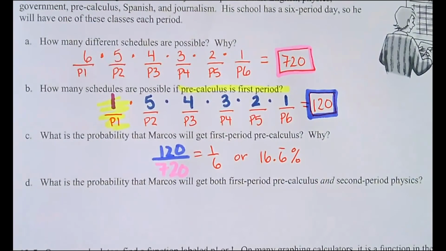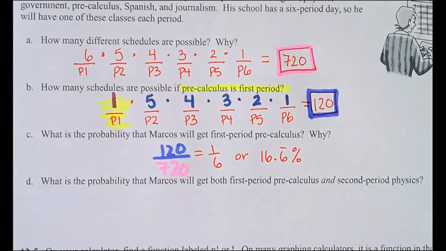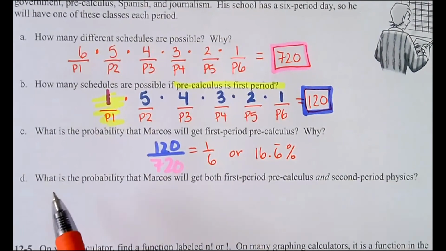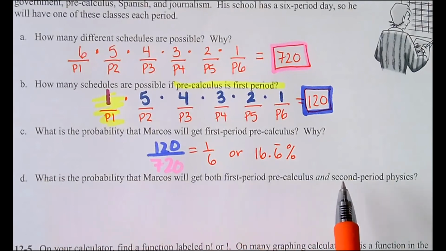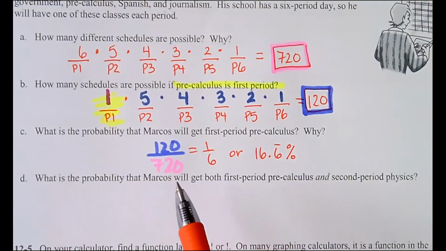So now the next problem, problem D, what is the probability that Marcos will get both first period pre-calc and second period physics? So I'd like for you guys to figure this one out. Again, remember, it is a probability.